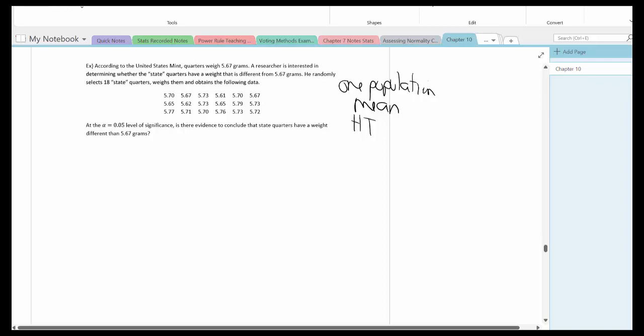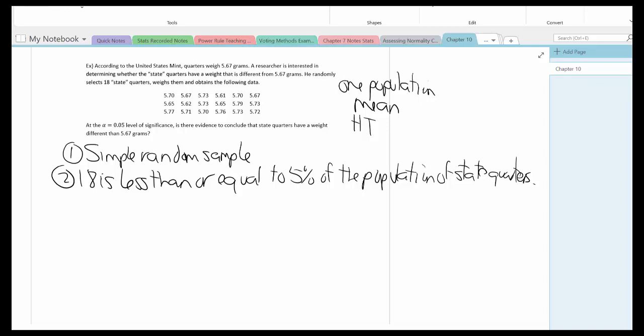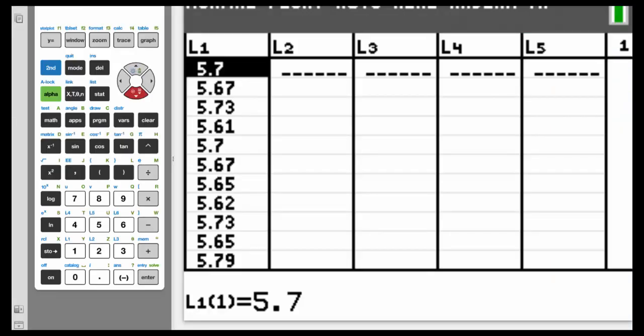Okay, so let's write out at least the first two conditions for this now. So this is a simple random sample. 18 is less than or equal to 5% of the population of state quarters. Now, this number is not greater than or equal to 30. So there's two things we need to check. We need to check the box plot to make sure there's no outliers, and we need to check the normal probability plot to make sure that it's approximately linear. So let's do those two things with the calculator now.